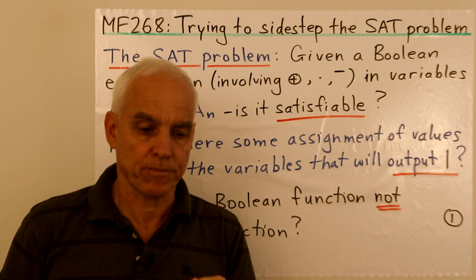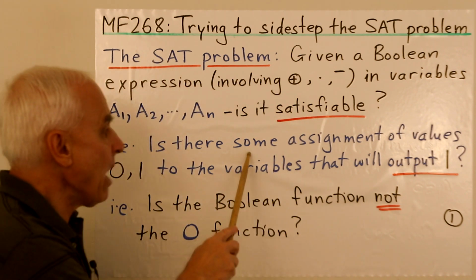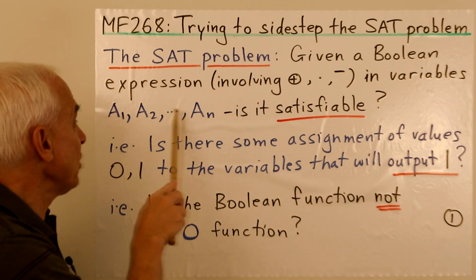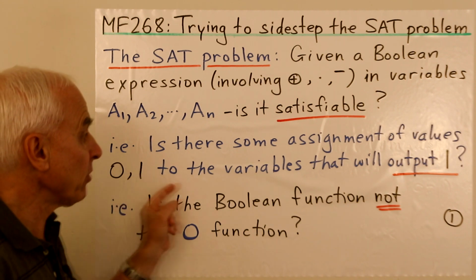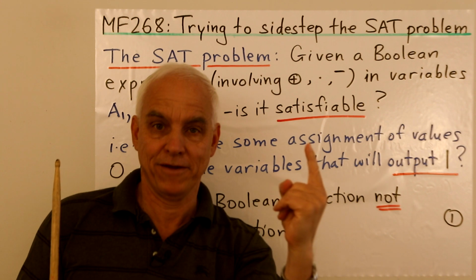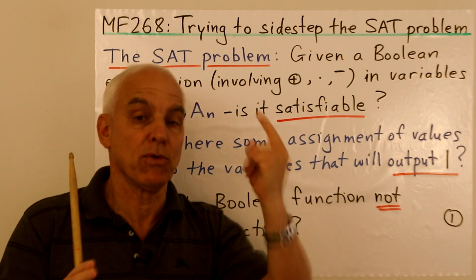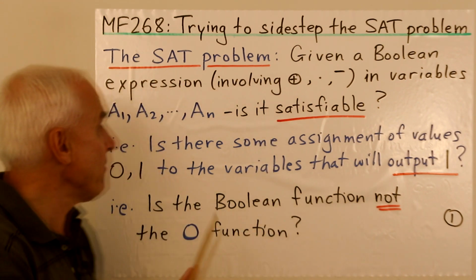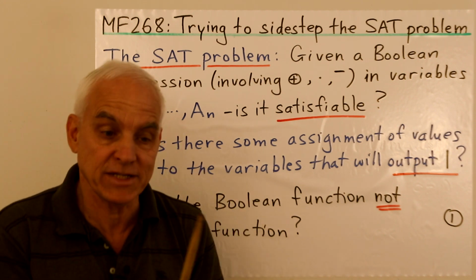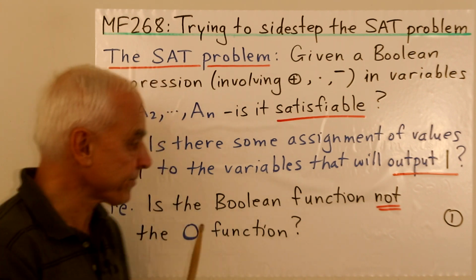That's the SAT problem. So what does it mean if it's satisfiable? It means that there is some assignment of values, 0 or 1, to the individual input variables that will result in an output of the entire Boolean expression of 1. So we're asking, can we make this Boolean expression equal to 1 by choosing the appropriate values for the input variables? If we can, then we say that the expression is satisfiable, and otherwise it's not satisfiable.